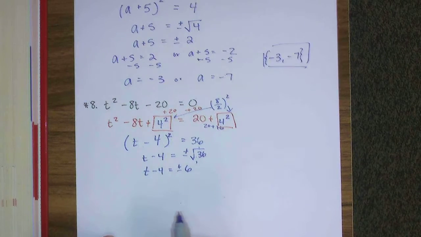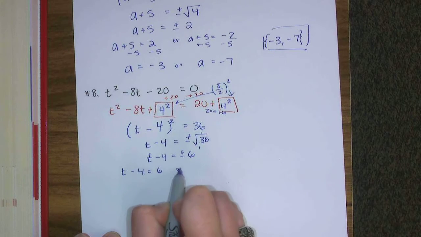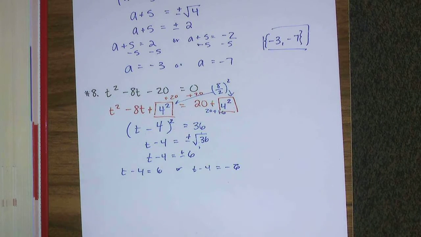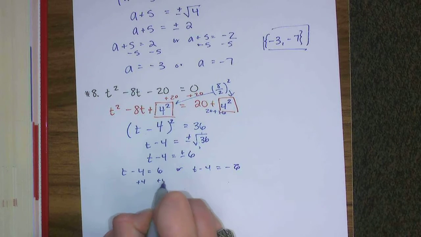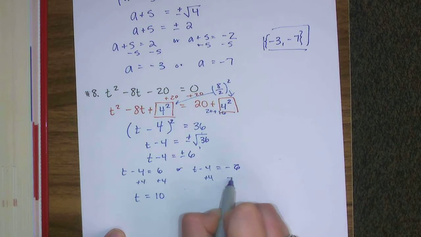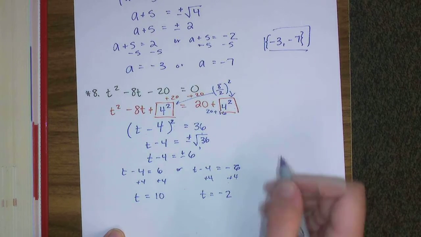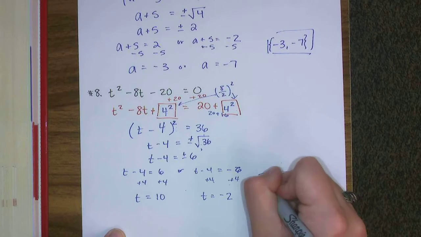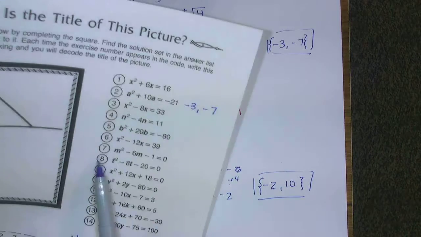So t minus 4 is equal to 6, or t minus 4 is equal to negative 6. So now, add 4 to both sides. T is equal to 6 plus 4, which is 10. Add 4 to both sides. T is equal to negative 6 plus 4, which is negative 2. The answer is negative 2, 10, and again, they write them in the little squiggly brackets. So, reminder, come over to your page, find number 8, write the answer. So 8 is negative 2, 10.